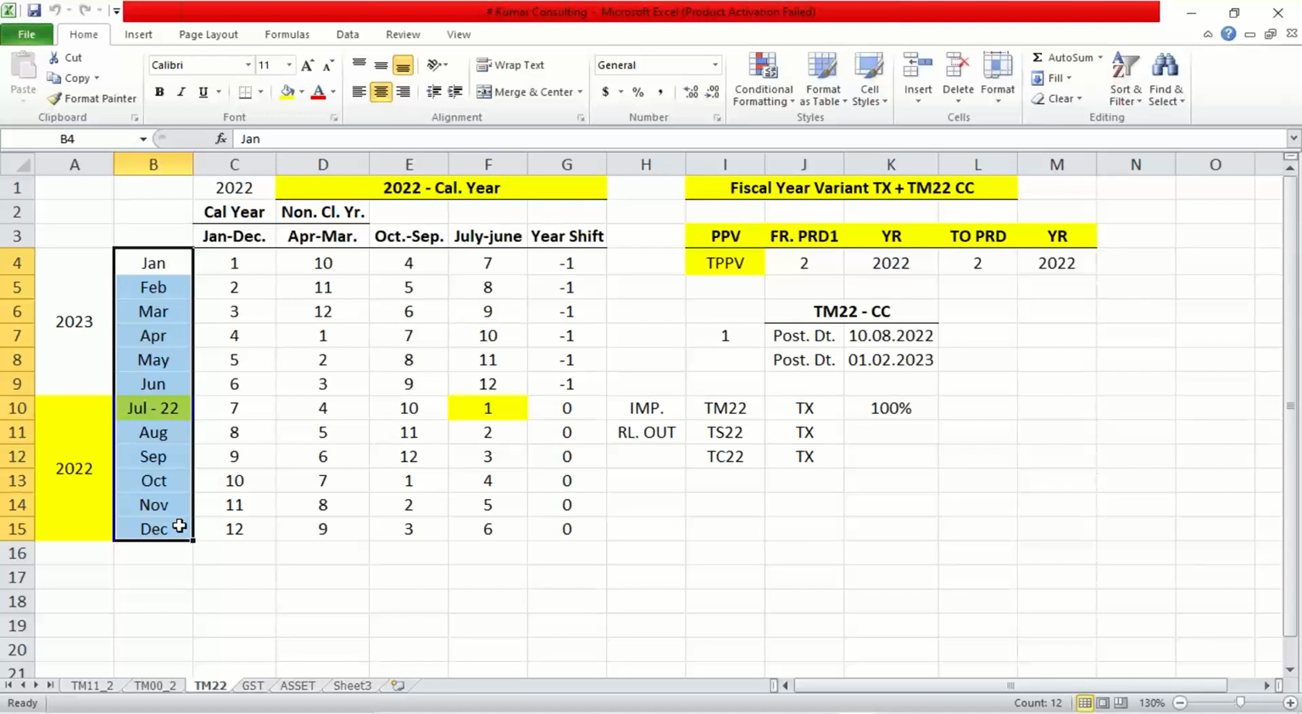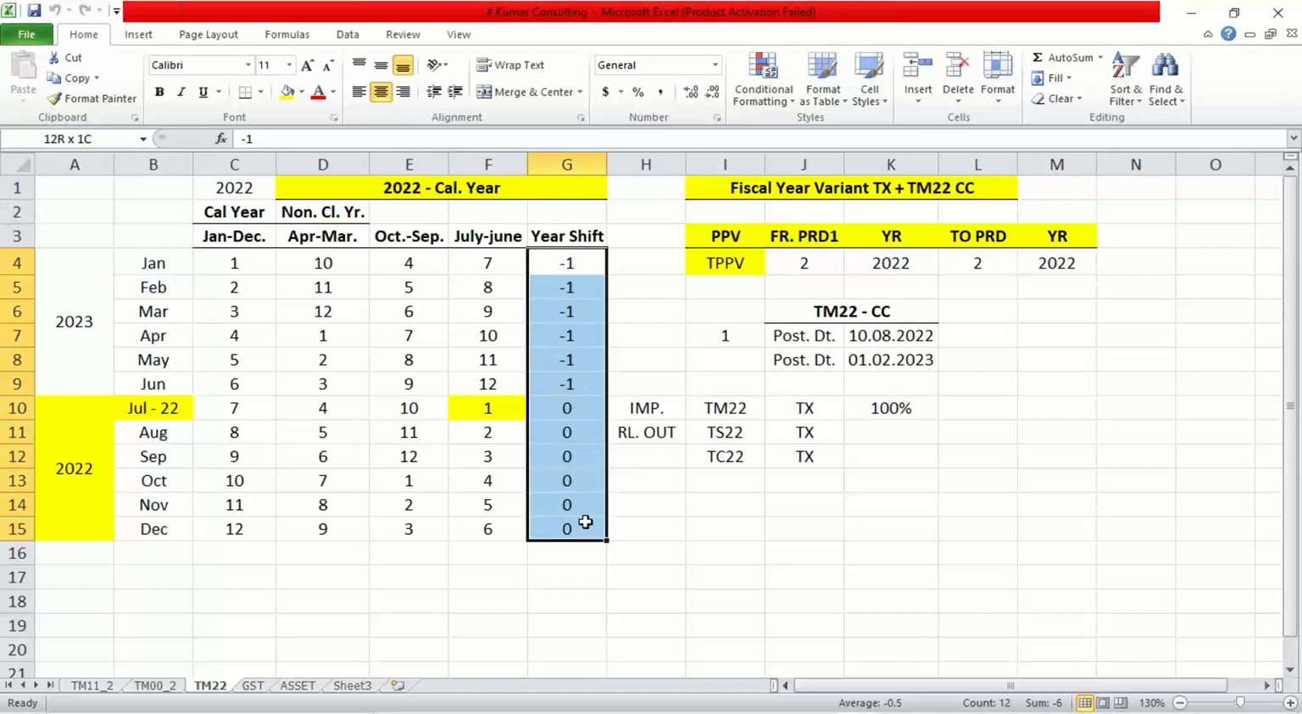One more thing: it is not like organizations decide for themselves, with some using July to June and some April to March. Generally, in a country, it depends on which financial year is being followed, and based on that, every company is going to follow it. So here, July to June. In July to June, the year shift could be -1 or +1. It depends upon the client.